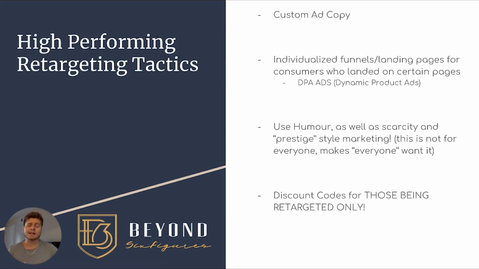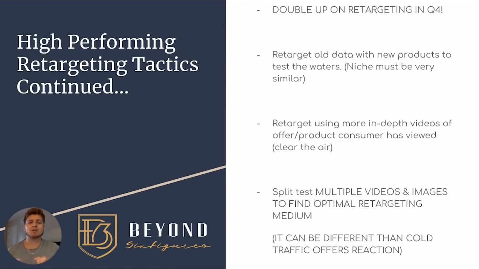And like I said earlier, discount codes for those being retargeted, okay? So if a consumer looks at the product A and doesn't convert, you want to retarget them with a discount code for product A only, just to show them that you are really personalizing their ad specifically for them. Now what I want to do for you guys is give you some more high-performing retargeting tactics. And the first one is doubling up on retargeting in Q4.